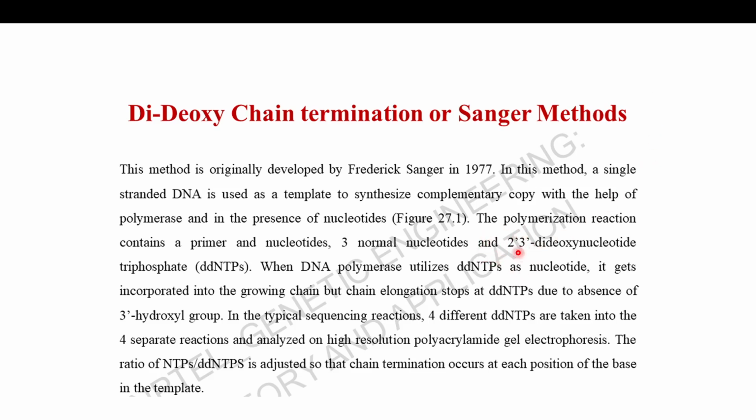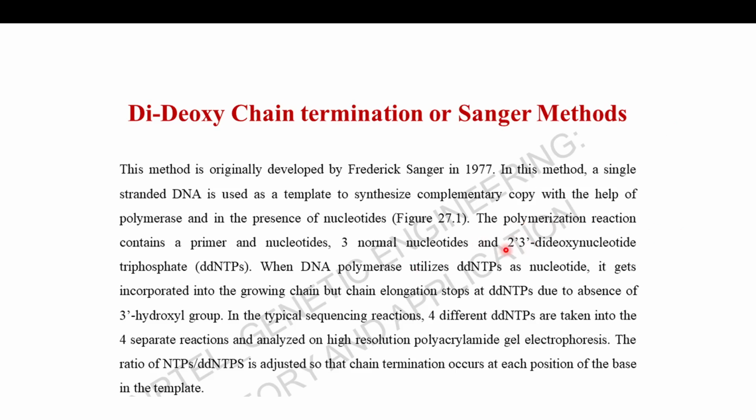However, in this case, usually 3 normal nucleotides with 5' phosphate and 3' OH group are used, but one of the tubes, like there are 4 nucleotides, right? 4 different types of nucleotides. So one of the tubes has both the oxygen missing, like 2' OH is not there, as well as 3' OH is missing. So if the 3' OH group is missing, then it won't be able to form the phosphoester linkage.